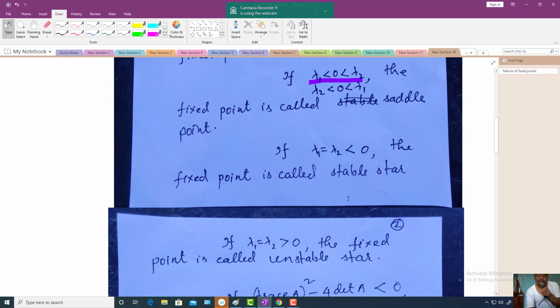Next, if both roots are equal, it may happen. If the discriminant is 0, equal roots happen. So lambda 1 and lambda 2 are equal and both are negative. In that situation, the fixed point is called a stable star.